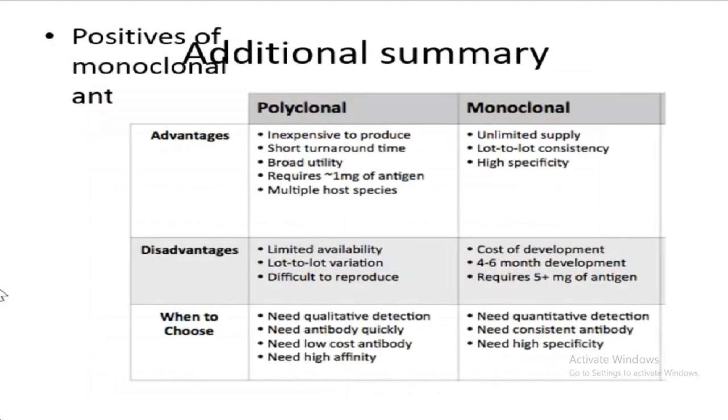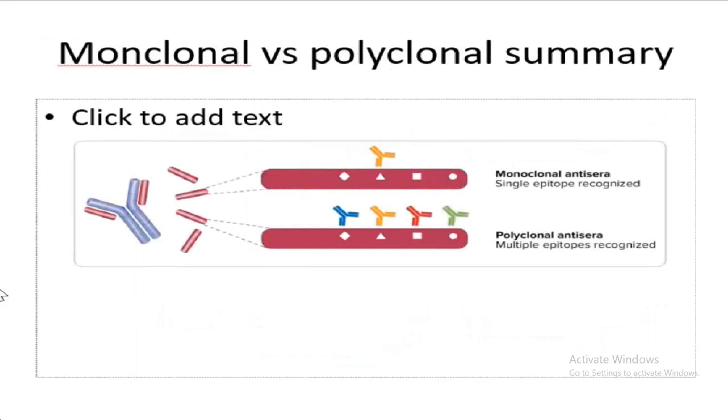Okay, and this is another summary table reiterating what we've said in the previous slide in terms of the advantages and disadvantages. And this is a nice diagram to highlight how a monoclonal preparation would look versus a polyclonal preparation. As you can see, it's a single antibody for the monoclonal preparation, whereas the polyclonal has 4 different antibodies targeting 4 different regions of the antigen.